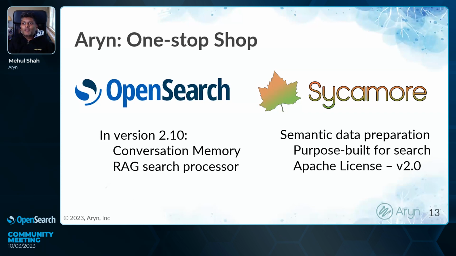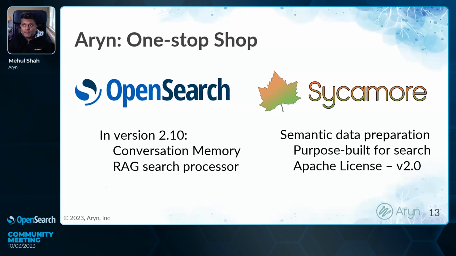And so why start from scratch? That's the way we thought about it. Why not add the conversational capabilities into OpenSearch? And that way you can get to production faster. So we've added conversation memory into OpenSearch and a search processor, effectively a processor that will coordinate the interactions with LLMs to synthesize answers from your questions.